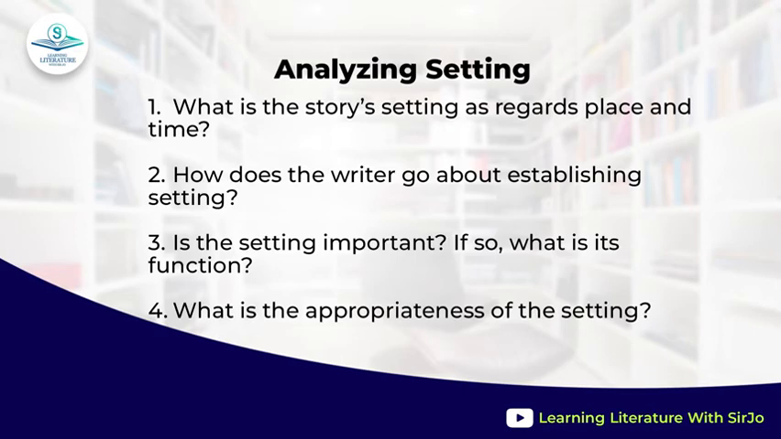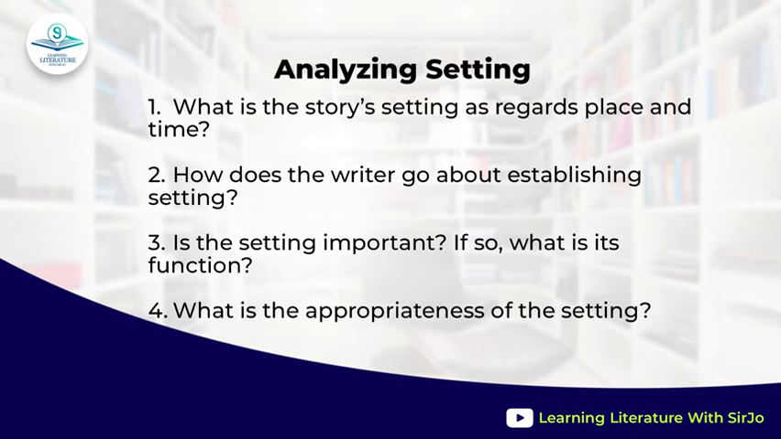So, if the setting is important, then we are talking about the integral kind of setting. And it is only the integral kind of setting that we consider important. And if it is important, then what has the writer done as regards its function? Then lastly, is the setting appropriate? What is the appropriateness of the setting? So these are 4 questions that critics can ask themselves when analyzing a setting.